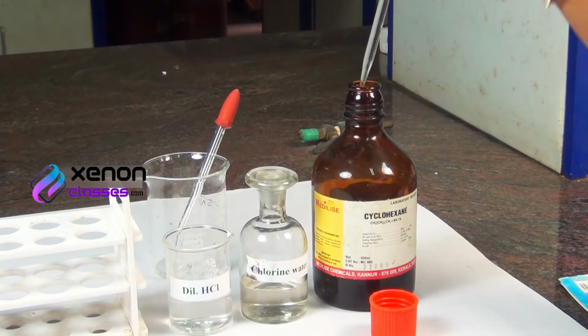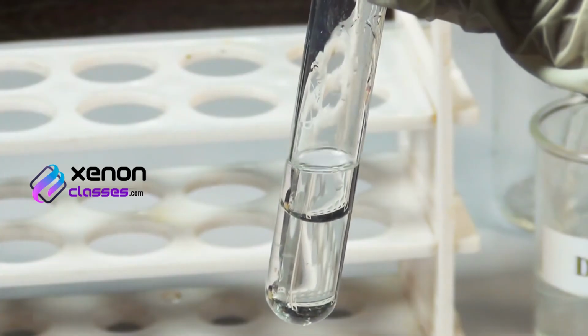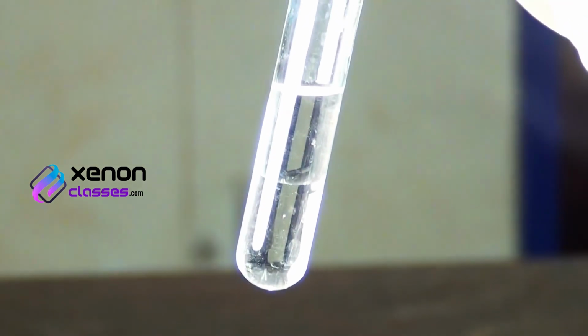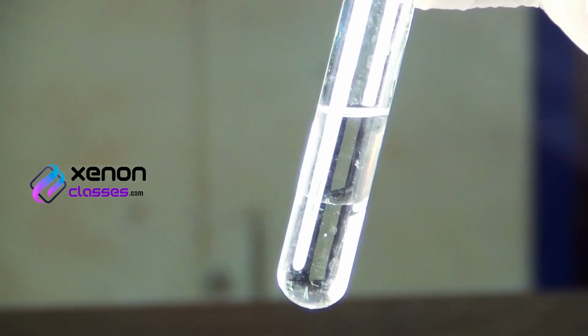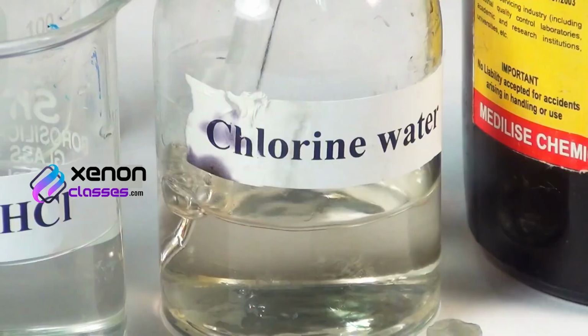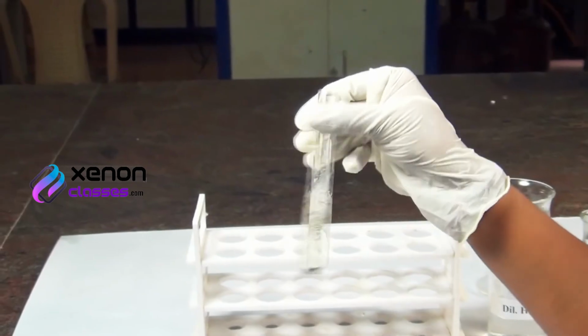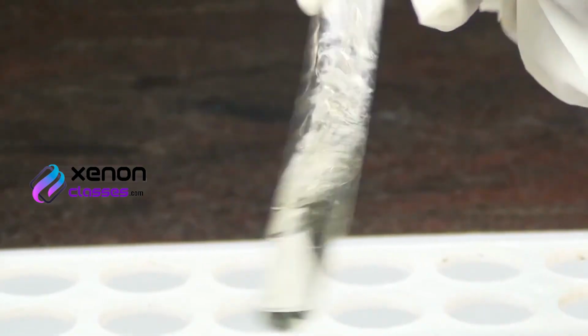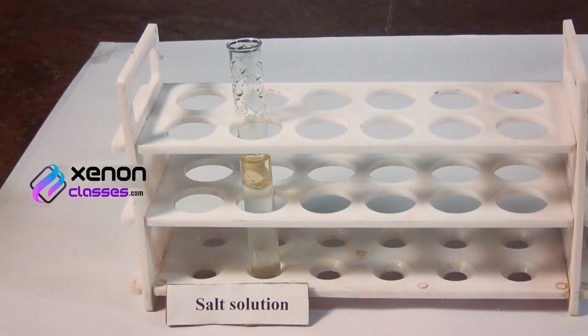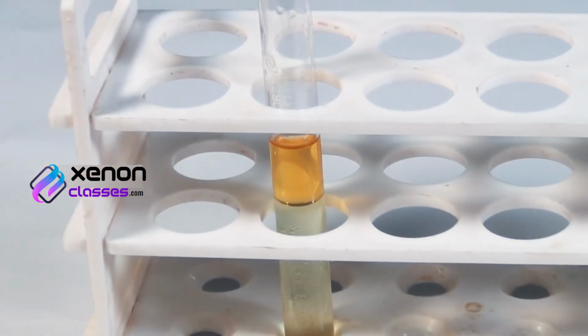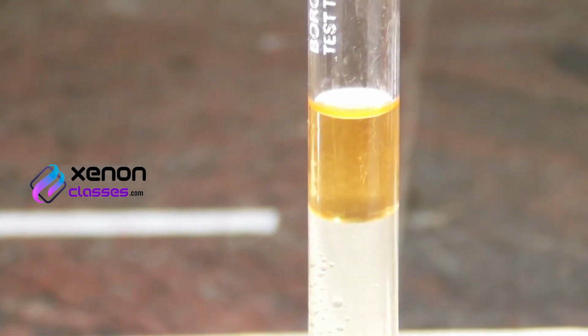Now, add a small volume of cyclohexane to the test tube using a dropper. Cyclohexane forms a separate layer above the aqueous solution. Then, add chlorine water to the test tube using another dropper. Shake the contents of the test tube vigorously and allow it to stand. The bromine liberated in this reaction, being soluble in cyclohexane, imparts an orange color to the cyclohexane layer.